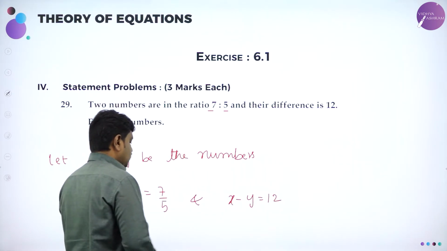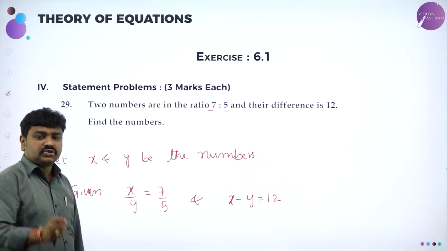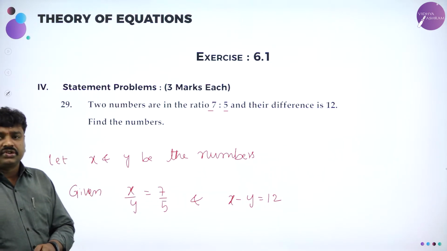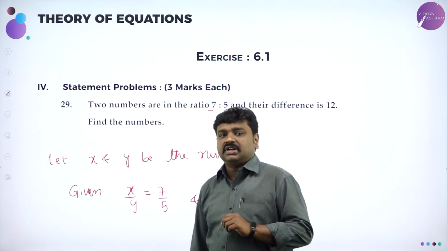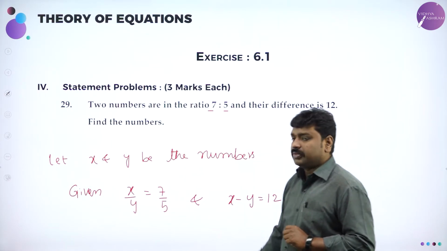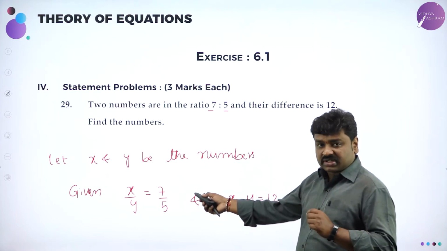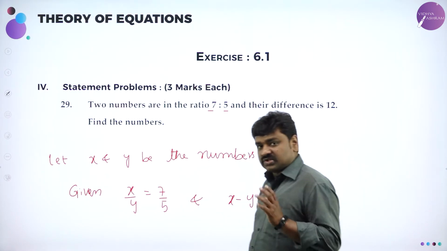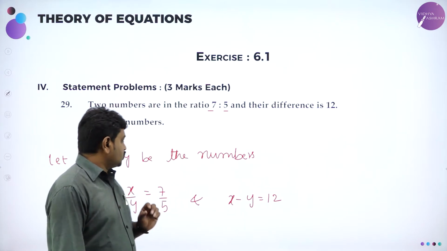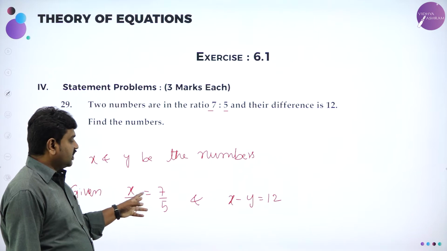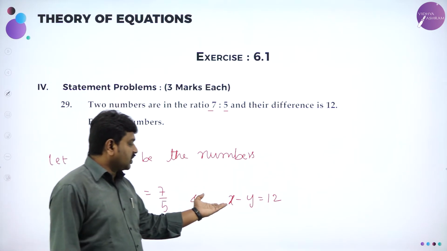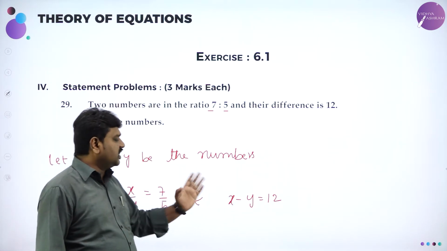So two cases they give. Whatever is given I have written. First we should assume the numbers, since they're asking to find two numbers. I'm taking the two numbers as x and y. Ratio means x divided by y is 7 by 5. Difference means x minus y is 12. So this is what I've taken. Now from these two equations you can solve and get the relation between x and y, or get the value of x in terms of y or y in terms of x.